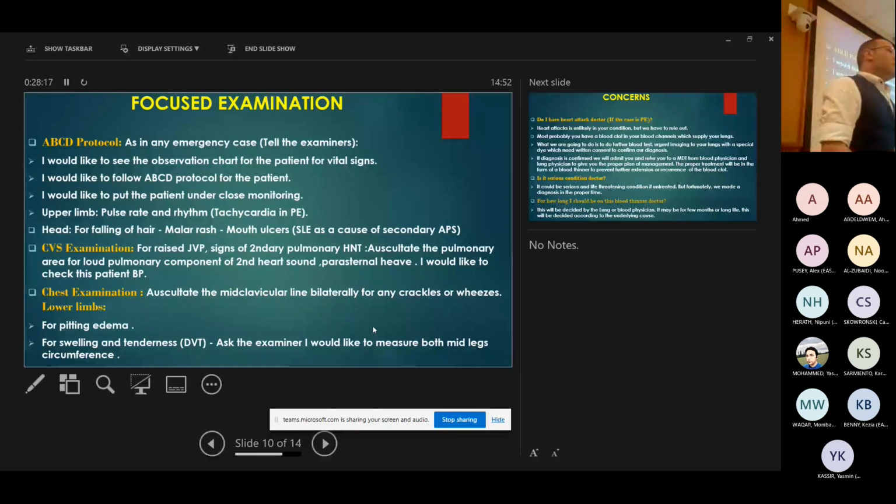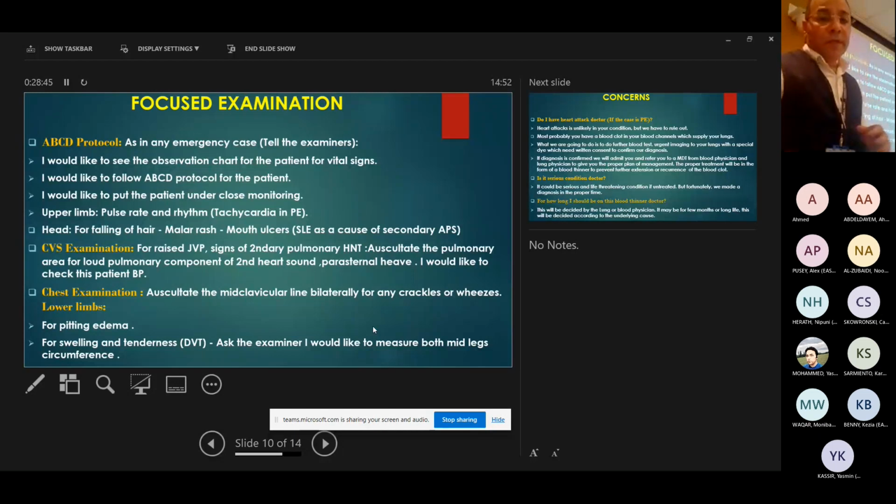Then you will go down to examine the lower limb for edema or swelling or any significant difference in the size. And you can even tell the examiner, I would like to check the mid-calf circumference bilaterally, just to tell the examiner you would like to check if there is any difference in the circumference, and you are checking for DVT, for example. This is a focused examination.